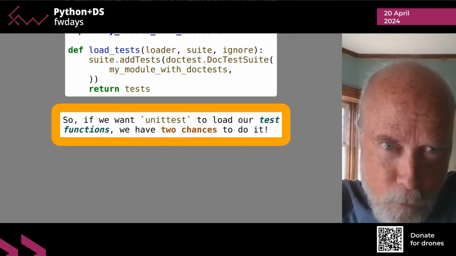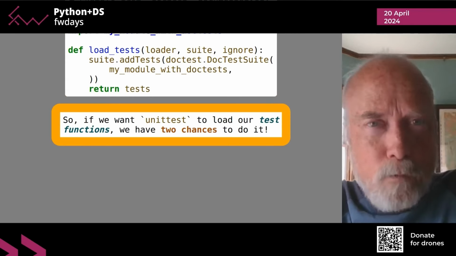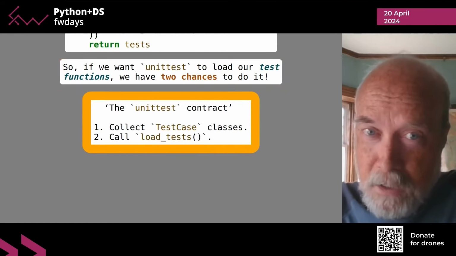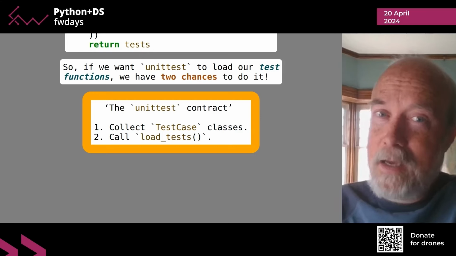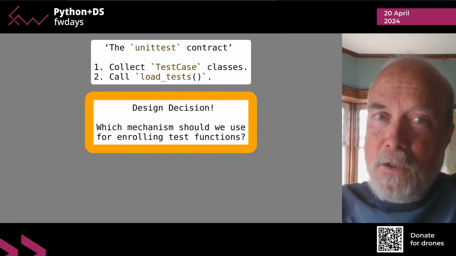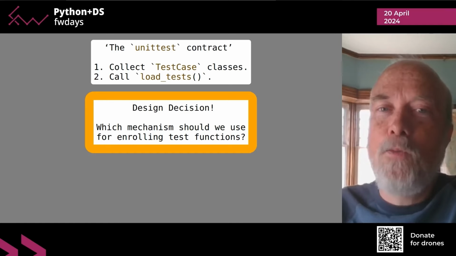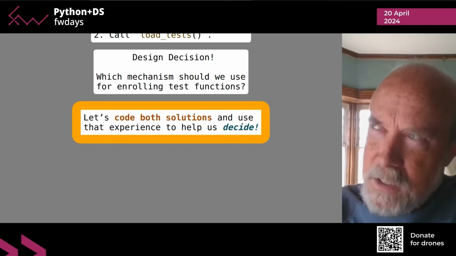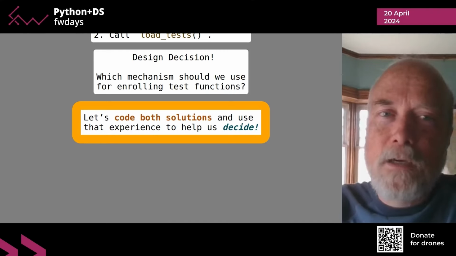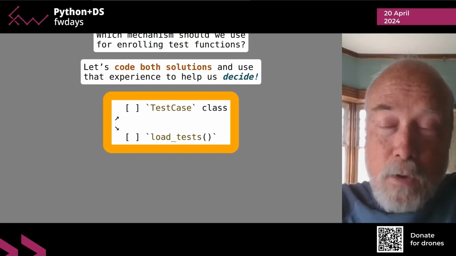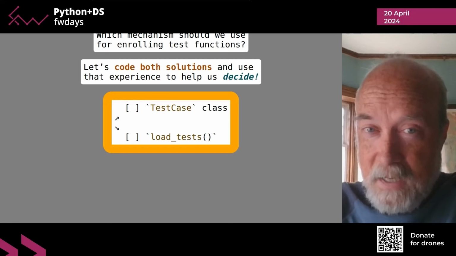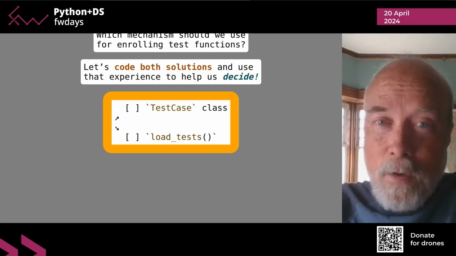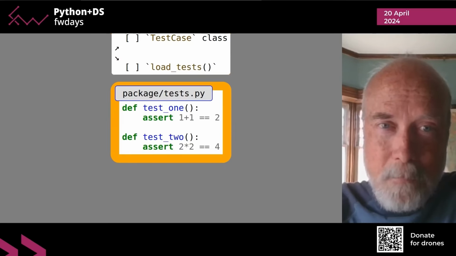So, if we want unit tests to load our test functions, which remember was the goal here, we have two chances to do it. Because the contract has two parts. It collects classes and it calls load tests. So we have a design decision. Which mechanism should we use for enrolling test functions? Let's code both solutions. Instead of just thinking about it, let's try it out and use that experience to help us decide. So these are our two options. We can build a test case class, or we can define load tests and do it there. We'll tackle them in that order.